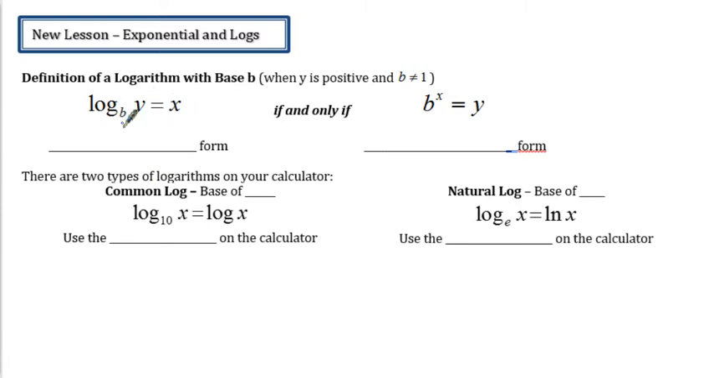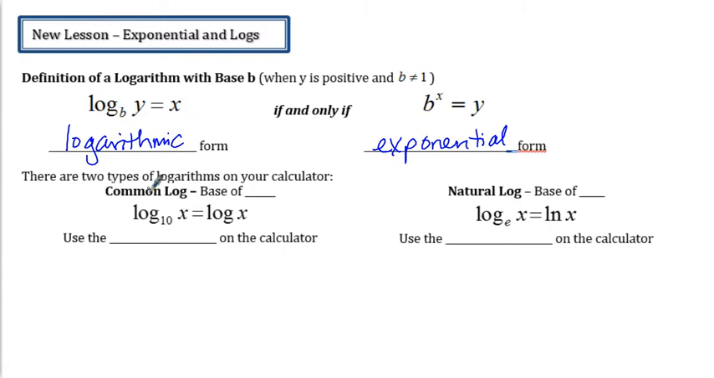We're looking at log base b of y. This is logarithmic form. This is exponential form, y equals b to the power of x. X is in the exponent, so this is exponential form. So if we ever ask you a question and say, put this in exponential form, your answer needs to look like this. And if we're asking you to put something in logarithmic form, you should be looking at something like this by the time you're finished.